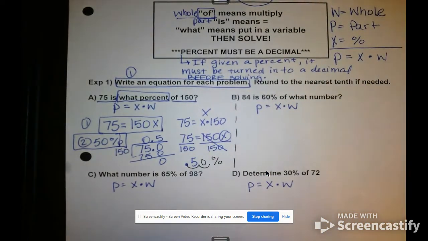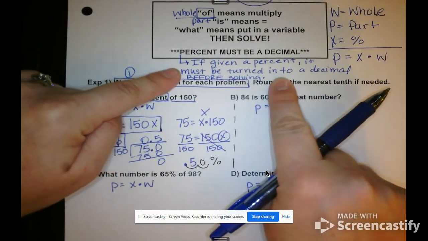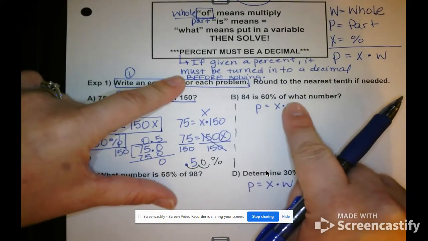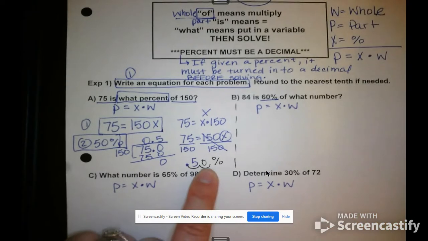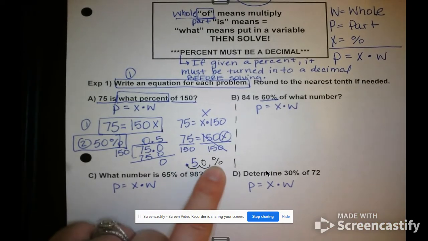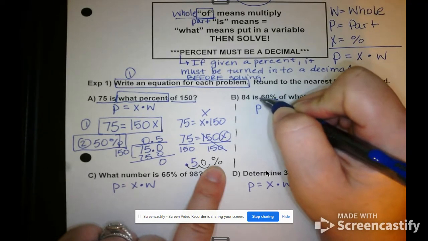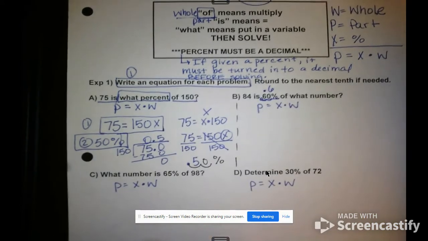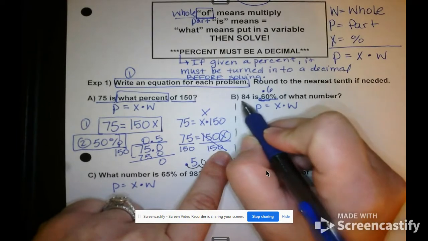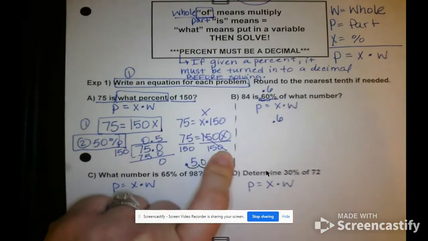It's one of those, you're just going to have to make sure you plug it in. Now, if given a percent, it must be turned into a decimal before solving. Do I have a percent here? Yes. So 60%, we do the opposite of what we did here, too, right? We moved it right, so what do we do with this one? Move it left, which would make it 0.6, because 0.60 is the same thing as 0.6, right? So I have a percent. We know that's going to go in the place of x, right?